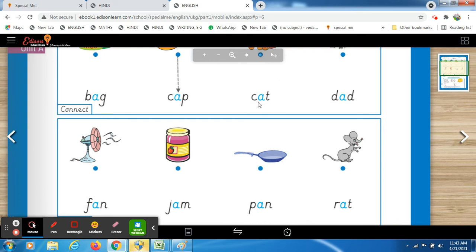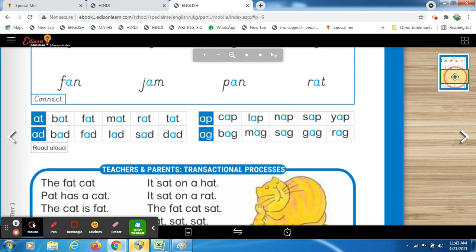Next, this is cat, cat. What is written over here? Cat. Next, here you have to come and read this. D, D for D. D will give you the sound D. D, a, d, dad. What is written over here? Dad, right? Okay, come down to the next line. What is written over here? This is fan, right? Fan. Read it with phonic sound. This is J. J will give you the sound J. J, jug. Right? So J is the sound. J, a, m, jam. J, a, m, jam, right?